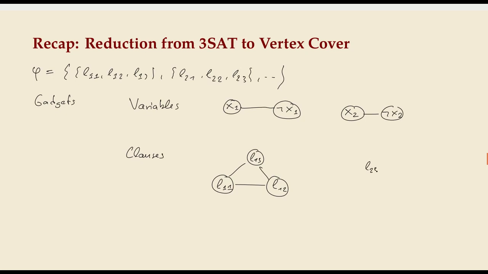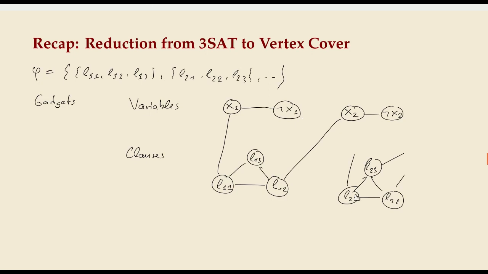Okay, the order doesn't make a difference. And what remains is wires to connect the literals to the variable gadgets. Here we do exactly this: if this is x1, then we connect it to this; if this is x2, we connect it to this, and so on. So we connect each of these literals to exactly one literal, the corresponding literal in the variable gadgets.